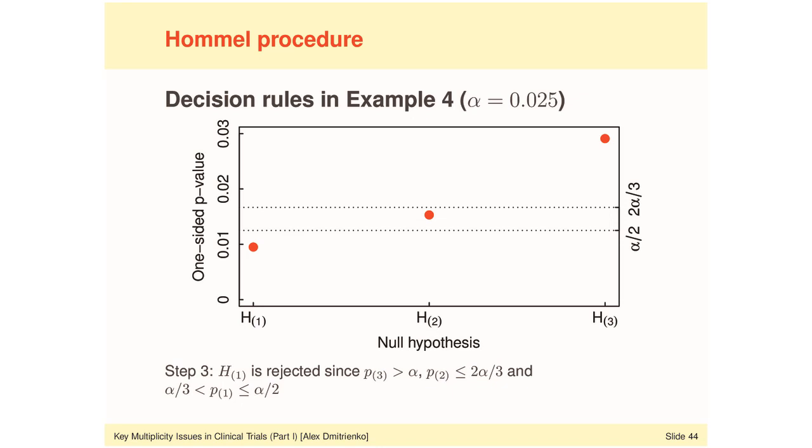And this is a good example of how the Hommel procedure can borrow power across the hypotheses in a given family. In this particular case, because the second and the third conditions here are satisfied, the final decision is to reject the hypothesis that corresponds to the smallest p-value.